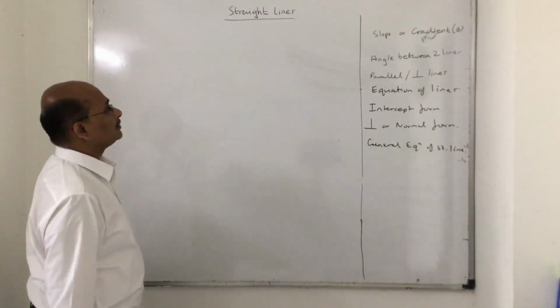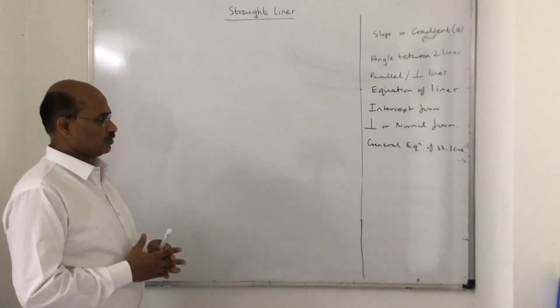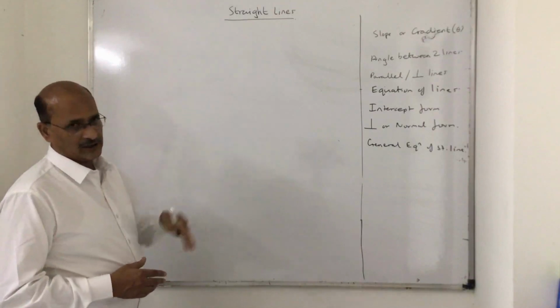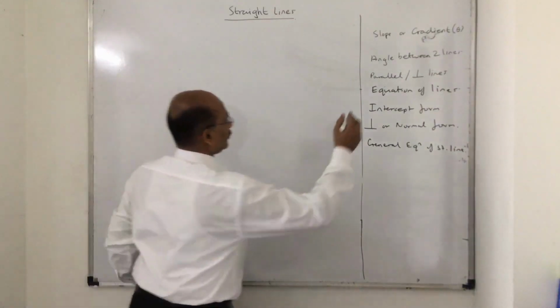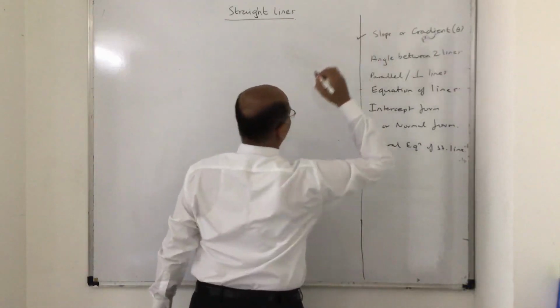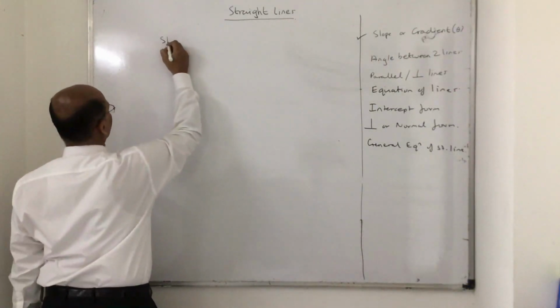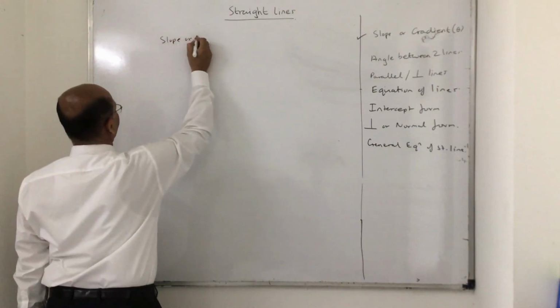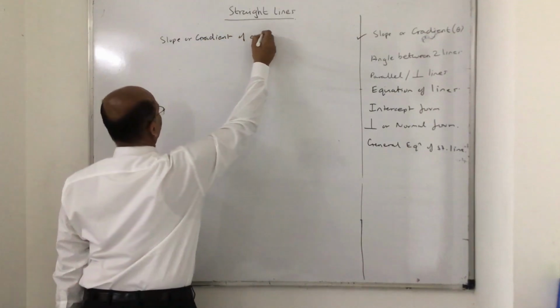Before I start with straight line, I need to explain some terms associated with forming a straight line. What are those? The first concept we are going to study today is the slope or gradient of a straight line.